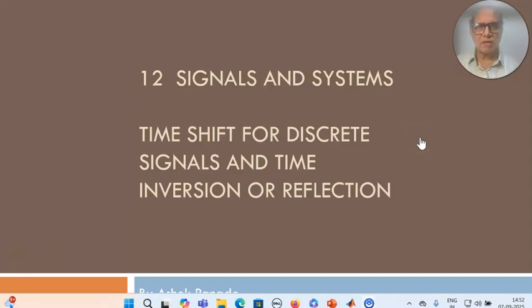So this is the 12th session on signals and systems, and what we are going to do is to study time shift for discrete signals and time inversion or reflection. Understand that time shift for continuous time signals we had done in the last session. So in this session we are going to study time shift for discrete signals. However, inversion we have done for neither continuous time nor discrete time. So after doing the first one, we are going to study inversion in general and then see its implementation for continuous time as well as discrete time. Okay, so let us start.